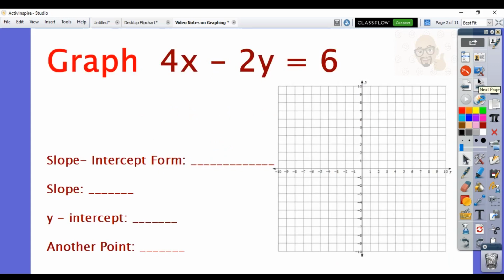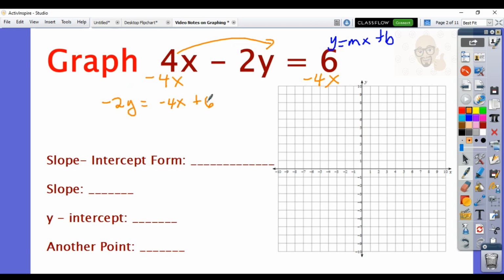We're given an equation: 4x minus 2y equals 6. We have to graph this one, and before that, let's complete the table by finding the slope-intercept form. When we do slope-intercept form, we're basically isolating y, putting it in the y equals mx plus b format. I'm going to move the 4x to the other side by subtracting 4x from both sides. That gives me negative 2y equals negative 4x plus 6.